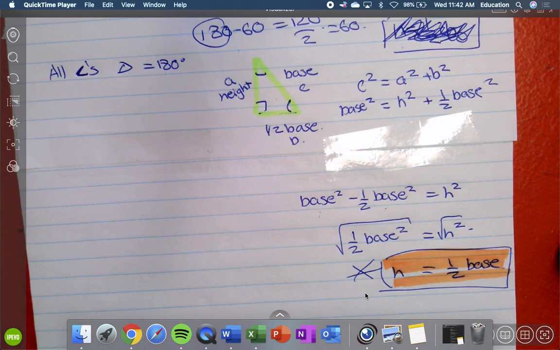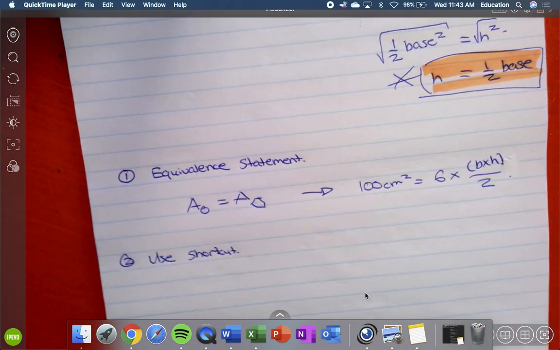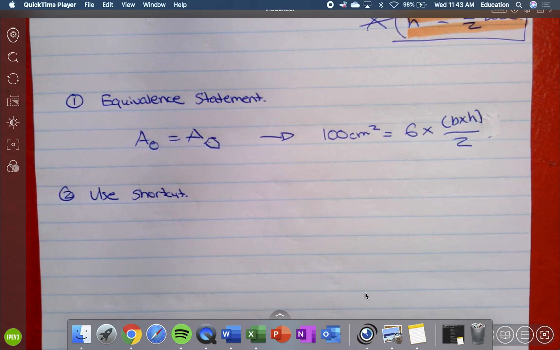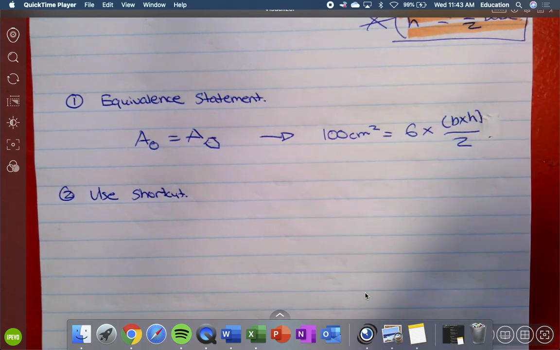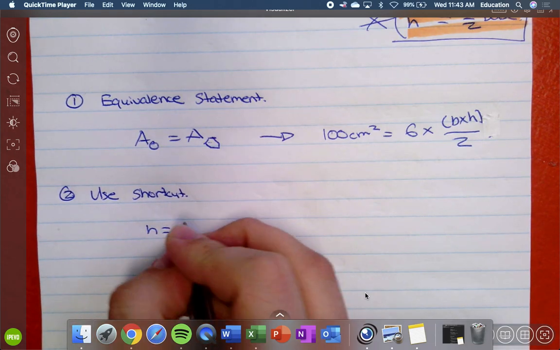Okay. That's number 1. Number 2, use shortcut. I'm just redoing it in steps. So if that didn't make sense, hopefully this will. Use shortcut. Height is equal to half of base.